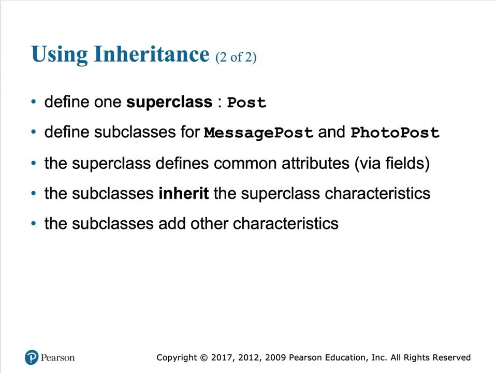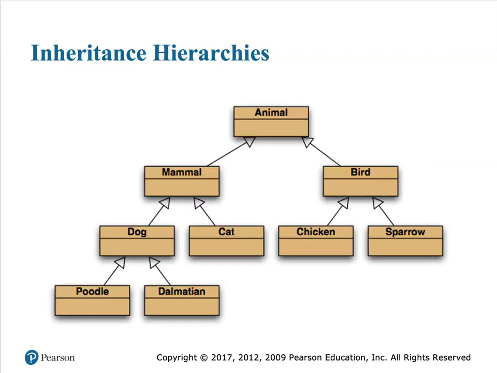To just take a step back from inheritance, we could think about hierarchies in other aspects of life. We can think about biological taxonomies of animals. So for instance, down here at the bottom, we could have either a poodle or a Dalmatian, but both poodles and Dalmatians are canines or dogs. And we can have canines or we can have felines, but both of those are mammals, and mammals are one of the subclassifications of animal.